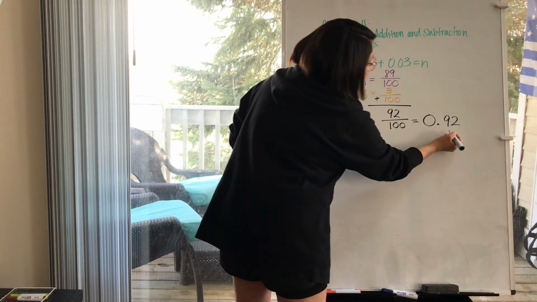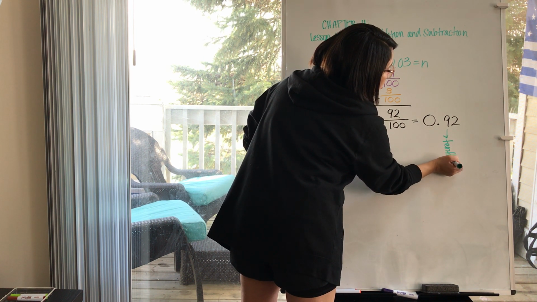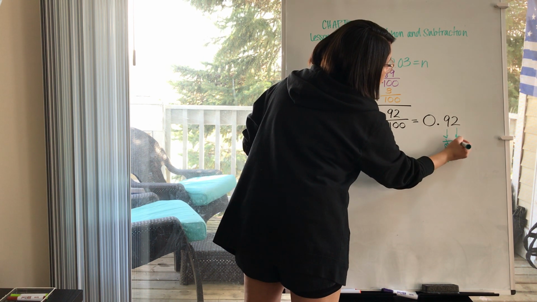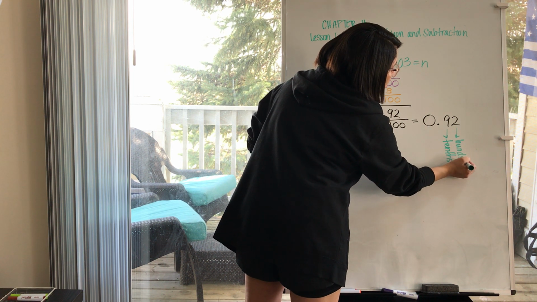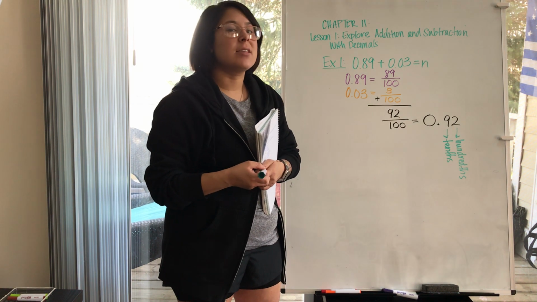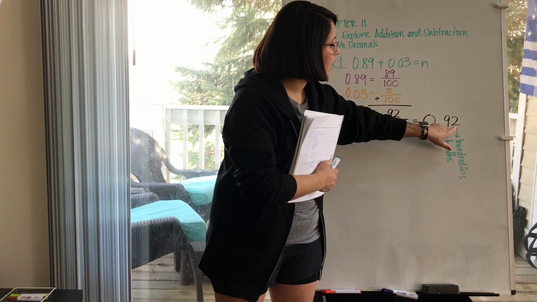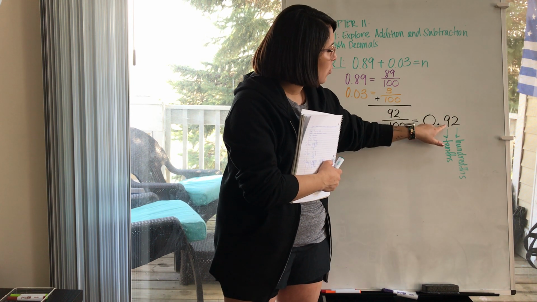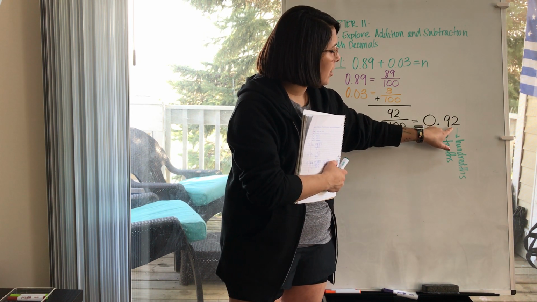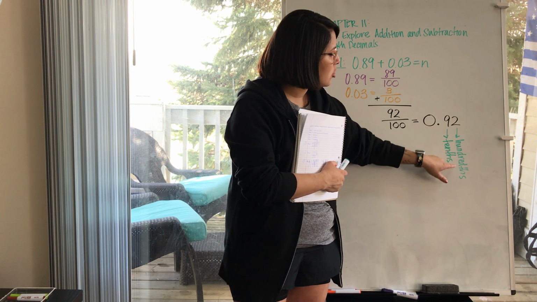This first spot right here is the tenths spot. This next spot is the hundredths spot. Okay, don't forget the THS, hundredths. Okay, tenths. So wherever it ends is the name of it. Wherever this ends, so the number ends on the 92, it would be 92 hundredths.